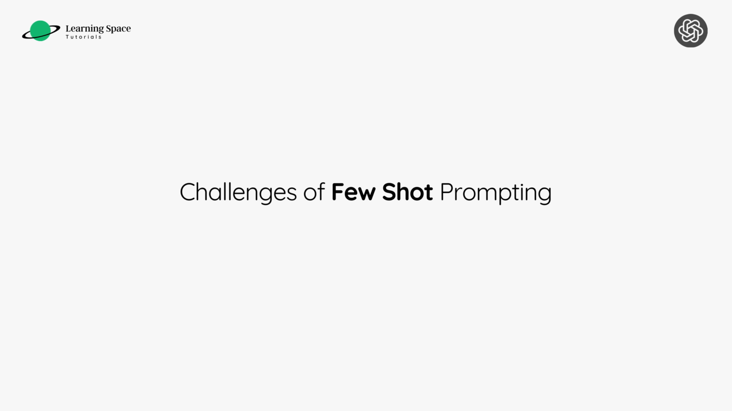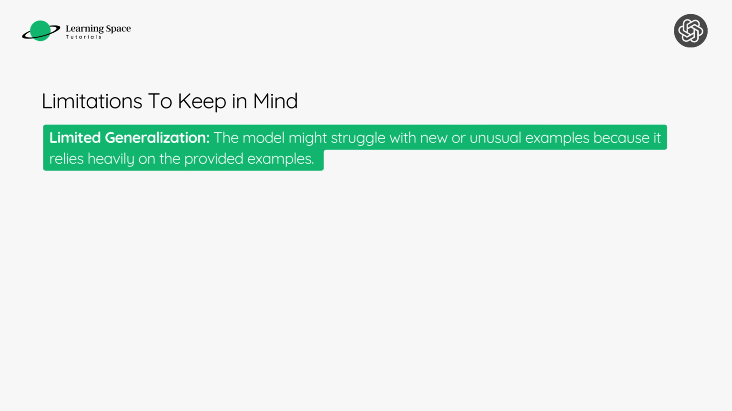While few shot prompting is powerful, it is not without its challenges. Here are some limitations to keep in mind. The model might struggle with new or unusual examples because it relies heavily on the provided examples. It can introduce biases if the examples are not representative. Few shot prompting works best for simpler tasks. For complex tasks requiring deep understanding or multi-step reasoning, more examples or a different approach might be needed.